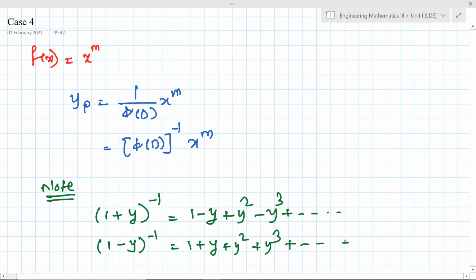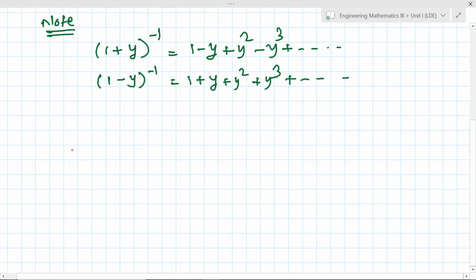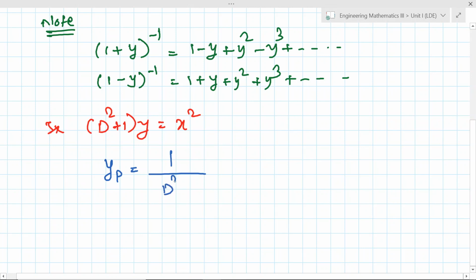So these two expansions are important for solving this case. How these two expansions are important, let us see with the help of an example. So the example is (D² + 1)y = x². Okay, now what is my yp in this case? yp is equal to 1 upon (D² + 1) into x².